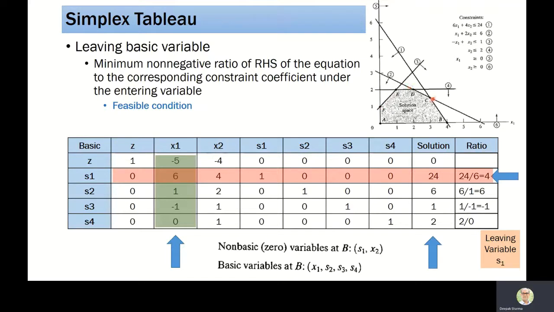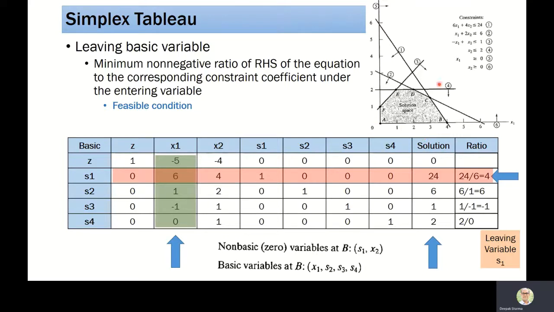Now equation number 2 is this one. And when I get a ratio, it gives me 6, meaning the point of intersection of constraint equation 2 with the x1 axis, because x1 is the entering variable. So I get 6. Now look at equation number 3. If I extend this equation, it will intersect on the negative side of the x1 axis. So I get -1. And then the fourth equation. You see that the fourth equation is parallel to the x1 axis. Since both of them are parallel, there will be no point of intersection. That's why it was infinite.